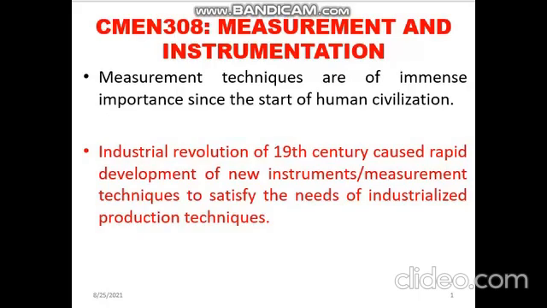Then, during the 19th century, there was what they call the industrial revolution in Europe and the Western world in general, and that made measurement very, very important, because whatever we are going to use in the factory to produce, to manufacture, it has to be measured in some way.